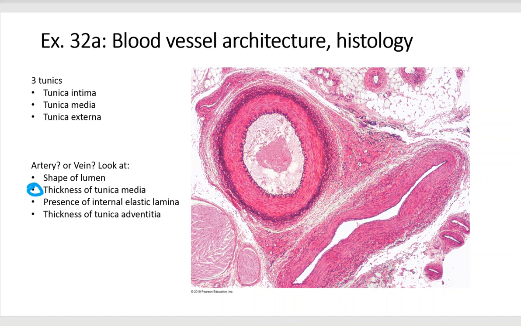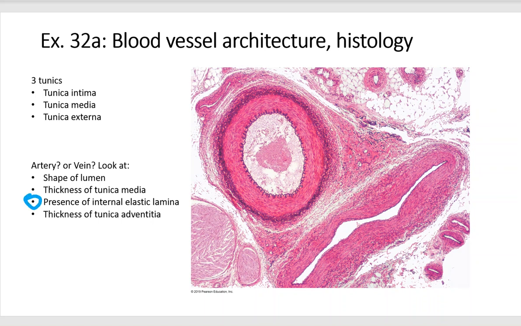Thickness of the tunica media. And so that's this muscular layer right here. In an artery, it's going to be much thicker, and in a vein, it's going to be much skinnier, like that. So comparing the thickness of tunica media.